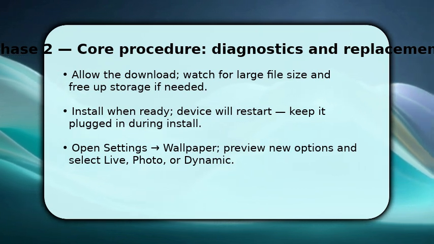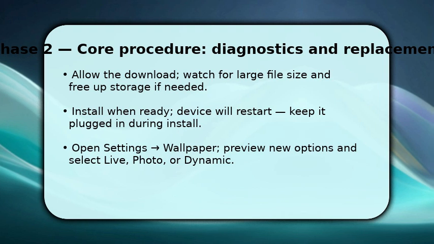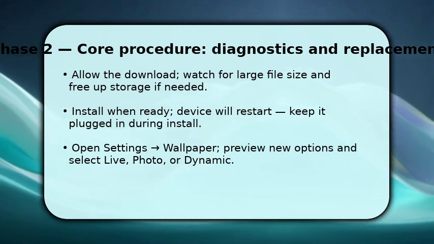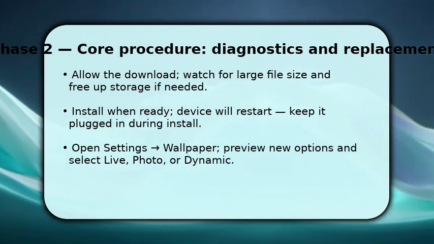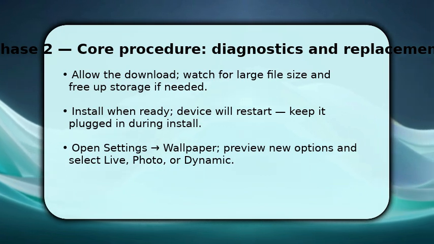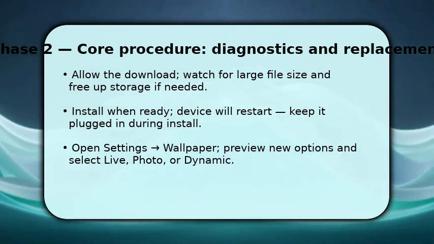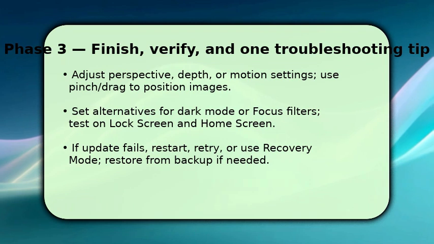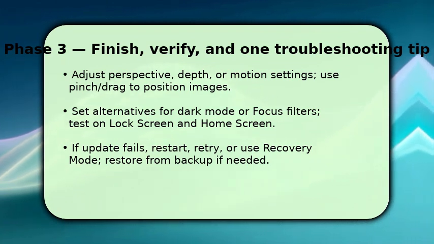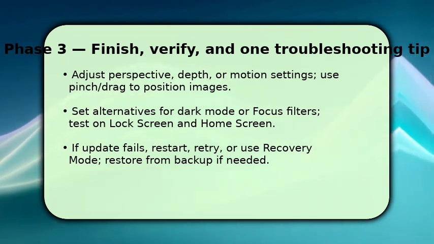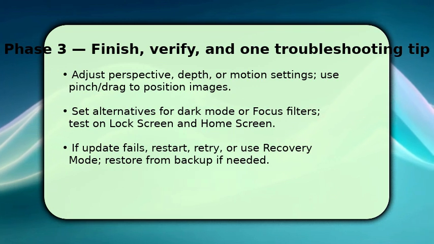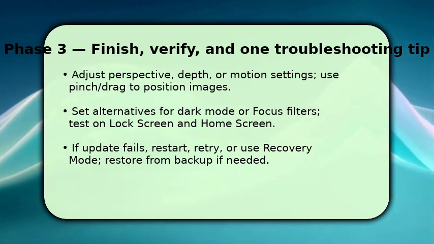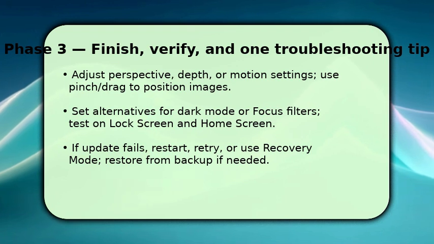Once the update finishes, go to Settings, Wallpaper. You can preview the new wallpaper types such as Live, Photo, or Dynamic. Select your preferred option and set it for lock screen, home screen, or both. Finish by fine-tuning and testing the new wallpaper. Adjust perspective, depth, or motion settings, and use pinch or drag to position the image so it looks right in real use. Then set alternatives for dark mode or assign wallpapers per focus filter so your lock screen and home screen match your workflow.